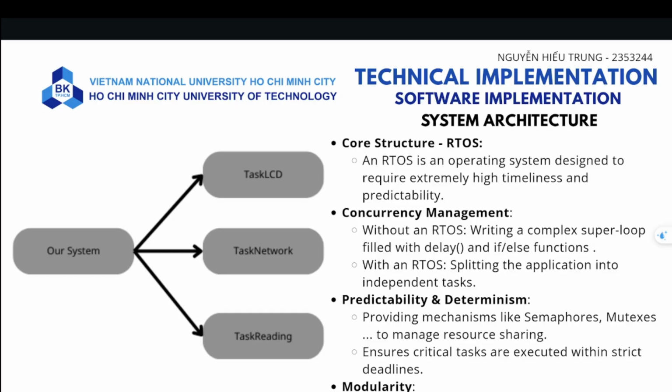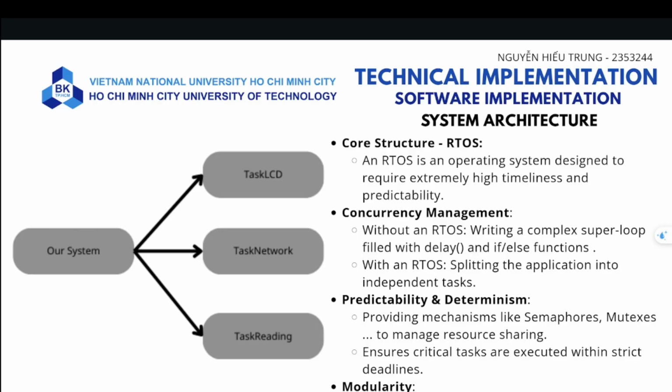Secondly, predictability and determinism are the most critical reasons in real-time applications. Responding to an event within milliseconds is not a wish, it's a requirement. An RTOS provides mechanisms like semaphores and mutexes to manage resource sharing and inter-task communication safely and in an orderly way, ensuring that the context switch time is short and predictable, allowing the system to consistently meet stringent timing deadlines.